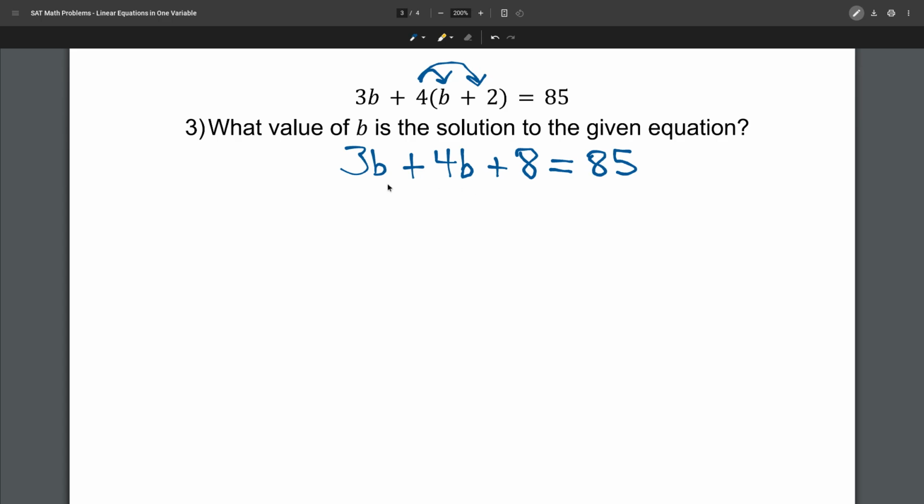On the left-hand side, we can combine 3b and 4b. They are like terms, and if we add those up, we get 7b. We still have the plus 8. 7b and 8 are not like terms. We can't add those together. That equals 85.